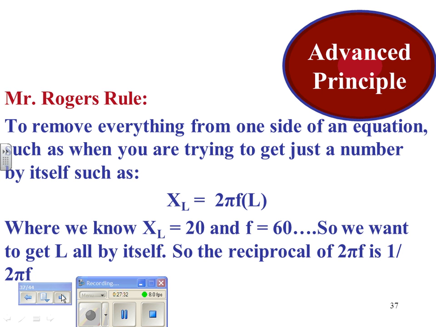A completely foreign formula to you, right? But since you're brilliant, you don't need to remember all that stuff. You just need to get L all by itself, right? Because you're looking for L. Where X sub L is 20 ohms and f is 60 cycles a second. So we want to get L all by itself. So the reciprocal of 2 pi f is 1 over 2 pi f, right?